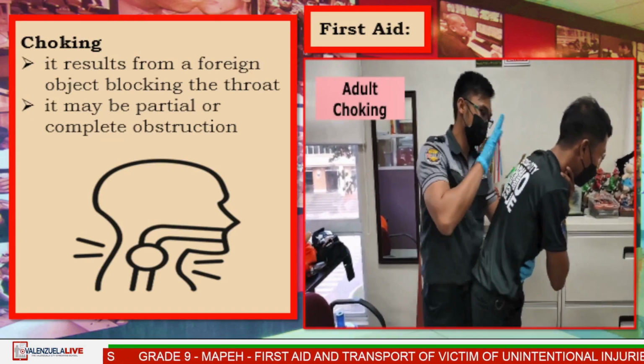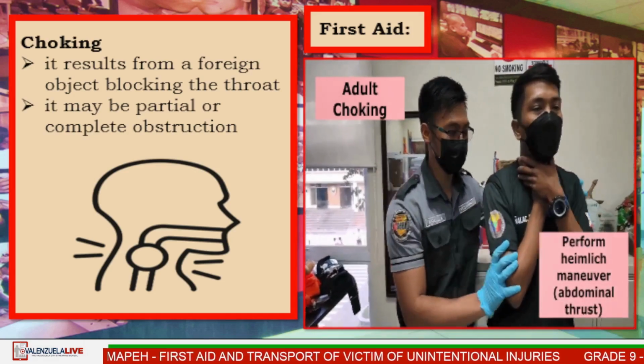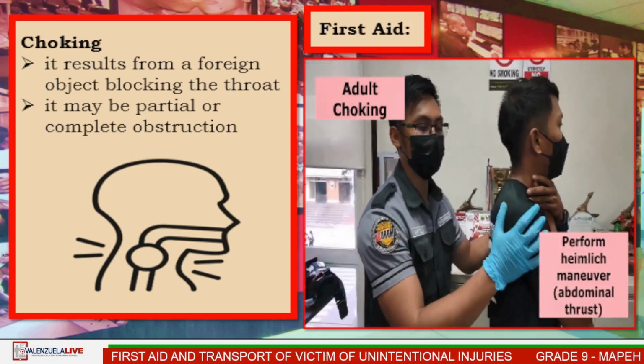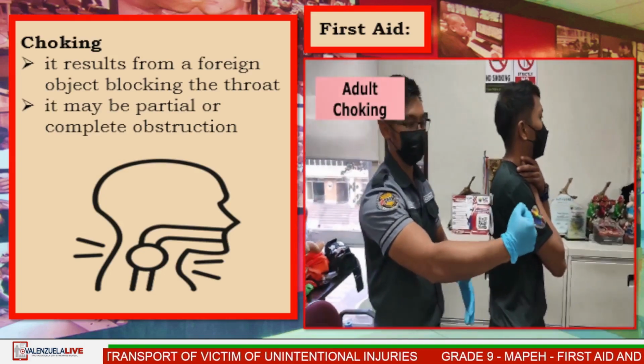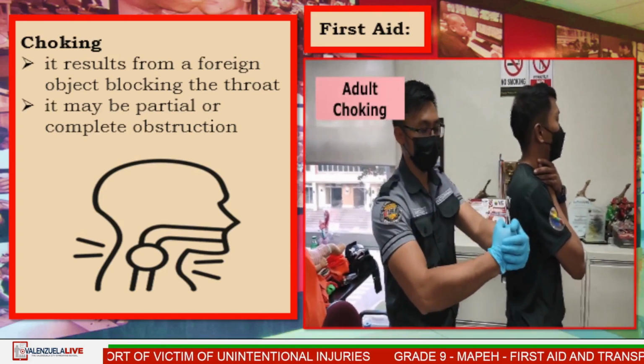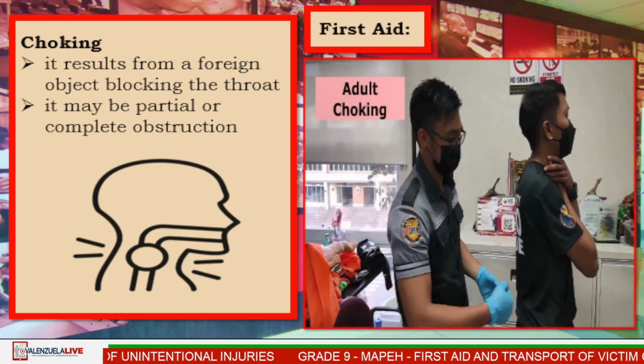Stand behind him and help him lean forward. Support his chest with one hand. Give 5 sharp blows between the shoulder blades with the heel of your hand. If back blows fail, try abdominal thrusts.